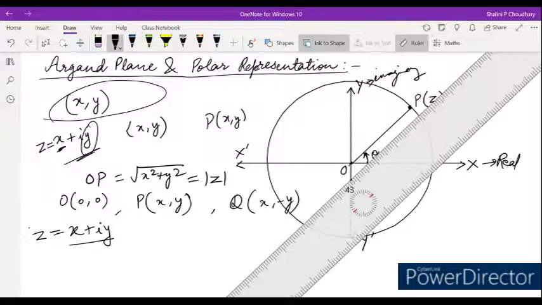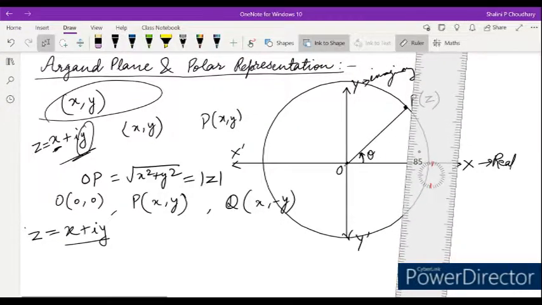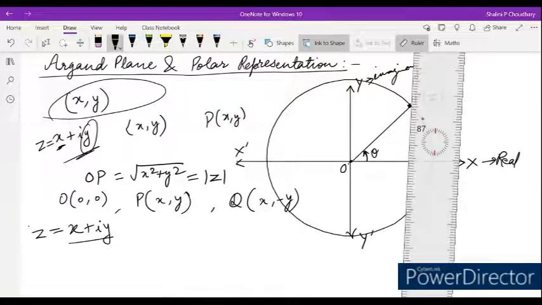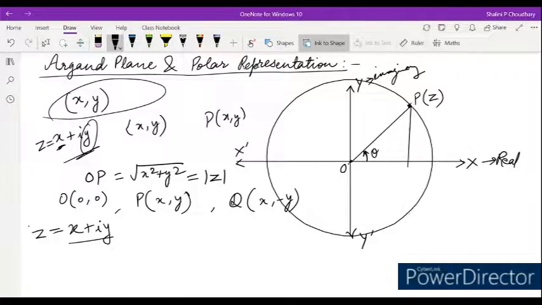We draw one straight line. This distance is x, this distance is y, and this distance, as we know, is the square root of x square plus y square, which is equal to modulus of z. We can take it as r because this is the radius of this circle. So r is equal to modulus of z.